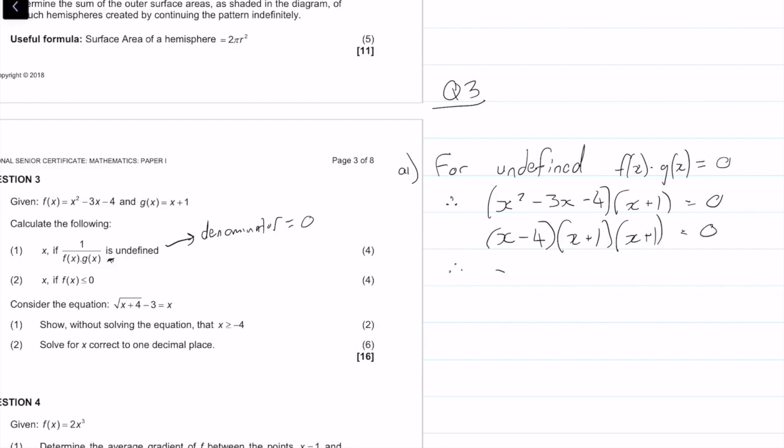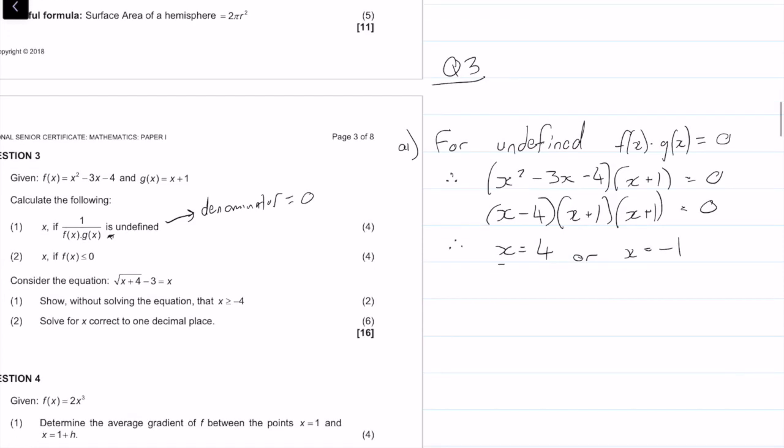Therefore, we can say that x is equal to 4, or x is equal to minus 1, and x is equal to minus 1, but that's the same thing. So we're left with 2 solutions. And we get 4 marks for that, which is quite generous.